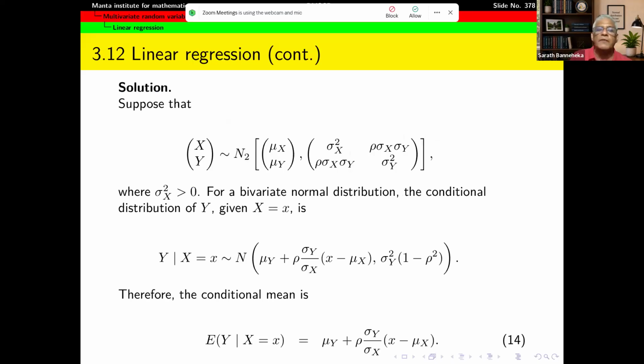So if x and y have a bivariate normal distribution, this is the way that usually we write down the notation: x and y bivariate normal with this mean vector and this variance-covariance matrix. This is the variance of x, this is the variance of y, and these two are the same. That is the covariance between x and y.